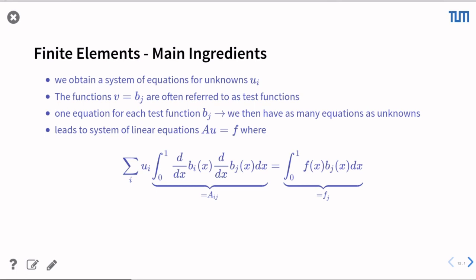So in total, we get this linear system, Au equals F, and the entries of the matrix A are just given by the so-called bilinear form. So that's the integral from 0 to 1 over the derivative of the first basis function times the derivative of the second basis function. That is our matrix A. It's also often called a stiffness matrix.